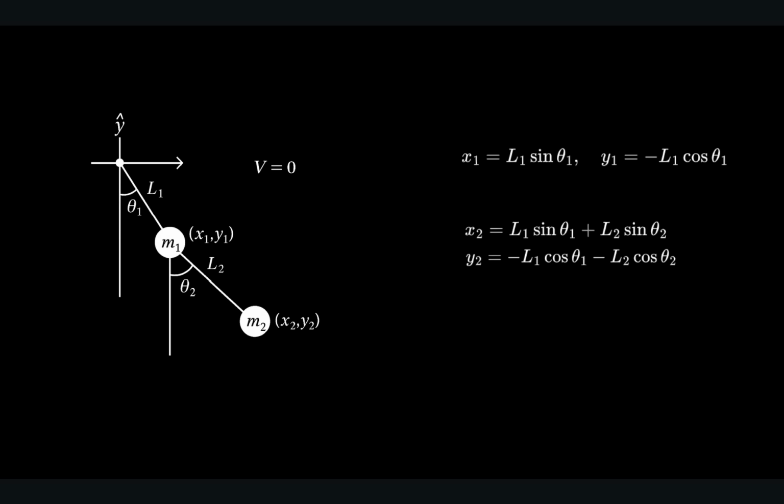and unpredictable way. We describe the double pendulum using two angles, θ1 and θ2. Both angles are measured from the vertical downward direction. The coordinates of the first mass are x1 equals L1 sine θ1, y1 equals negative L1 cosine θ1. The coordinates of the second mass are x2 equals L1 sine θ1 plus L2 sine θ2, y2 equals negative L1 cosine θ1 minus L2 cosine θ2.